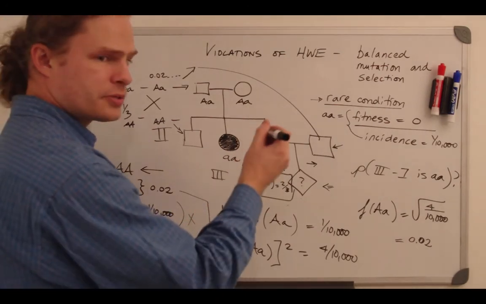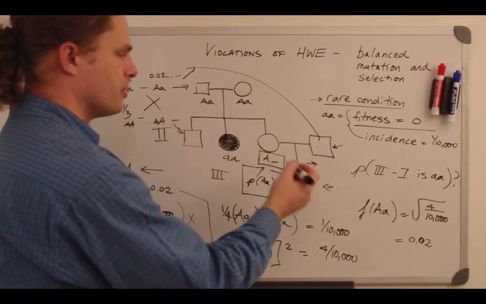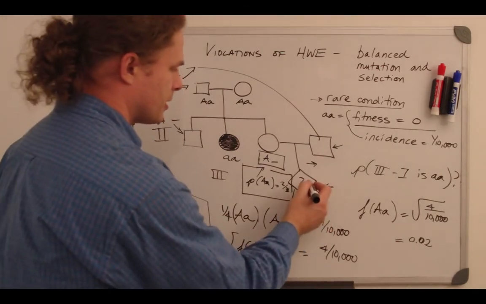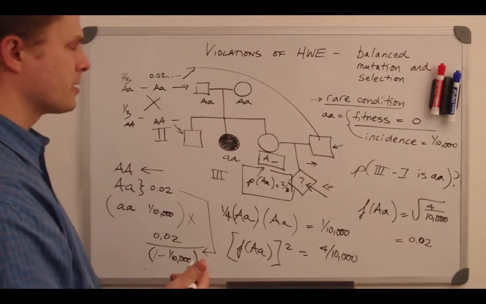And because all of those things have to happen in sequence, 1 and 2 and 3 and 4, we use the product rule to multiply them all together to arrive at the final probability that this individual is affected, just like we have done in the past.